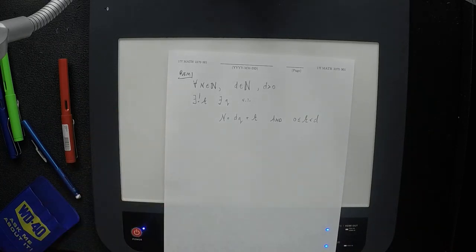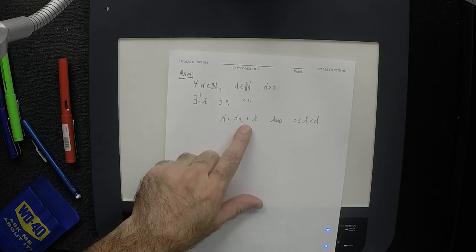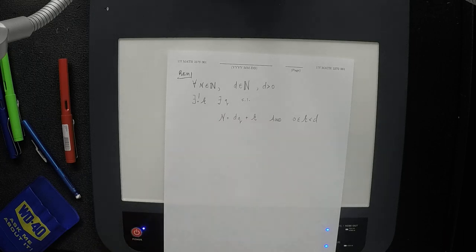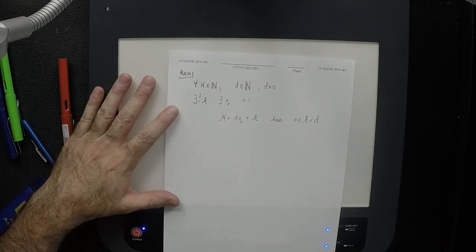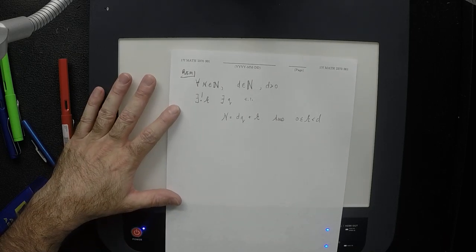Okay, it's saying that if you've got a natural, a non-negative integer, and a group size d, and the group size has to be positive, then you can always find the quotient and remainder, and the remainder is between 0 and d, 0 inclusive and d exclusive. The remainder is unique. The quotient is unique as long as n is positive.